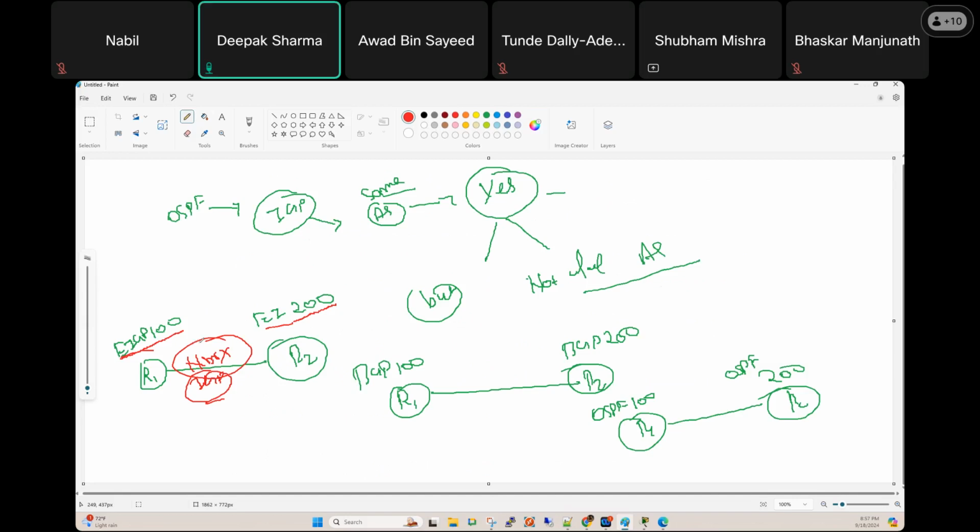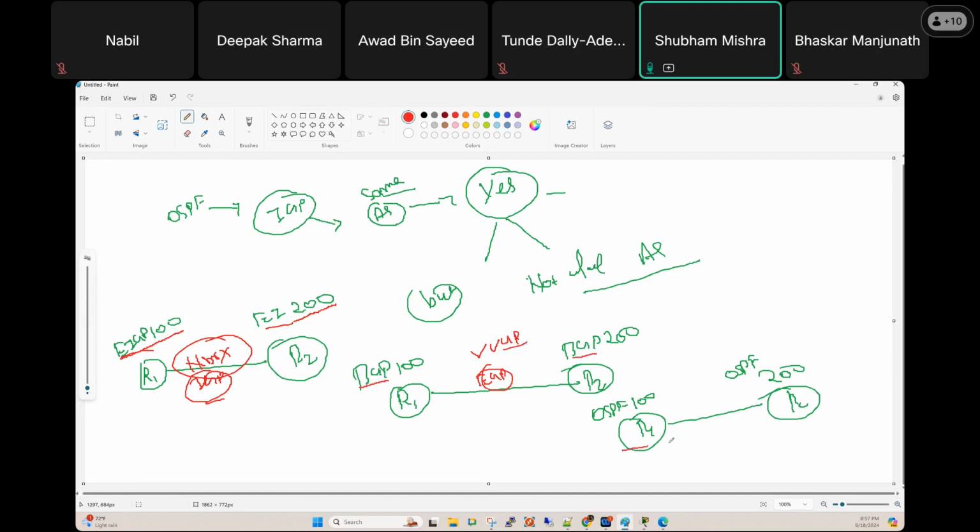Now, on R1 and R2 you are using different AS numbers, but which protocol? BGP. Is BGP an IGP protocol or an EGP protocol? EGP. It means in this scenario your neighborship will come up. There is no problem.